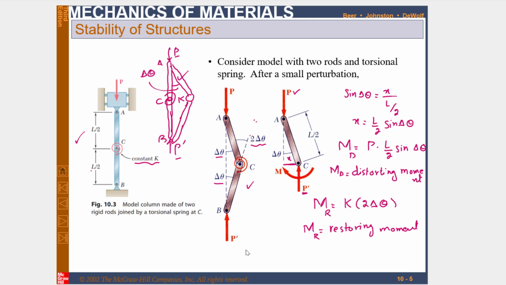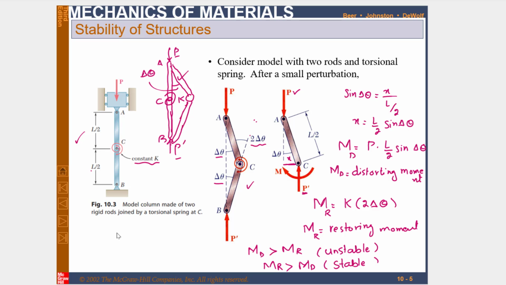So this MR is the restoring moment. Okay. Now if your MD is greater than MR, clear, so the distorting moment is greater than the restoring moment, then definitely the system will be unstable. It will not go back to the original position. If your restoring moment is greater than the distorting moment, then definitely it will be stable and it will bring the system to the original position.